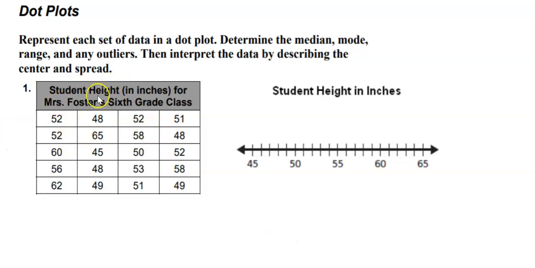So every piece of data is a student height in inches for Mrs. Foster's 6th grade class. For every single student's height, we're going to put one dot on this little line graph over here. So 52, that's 50, 51, 52. So we're going to put a dot right there. And then I'm going to put a dot there. So I have 48. So we have 45, 46, 47, 48, dot.